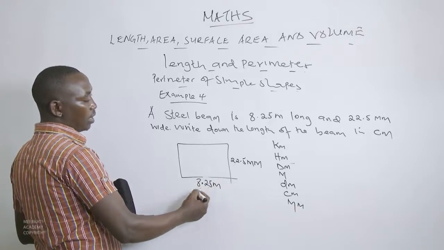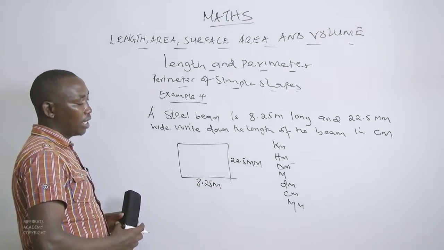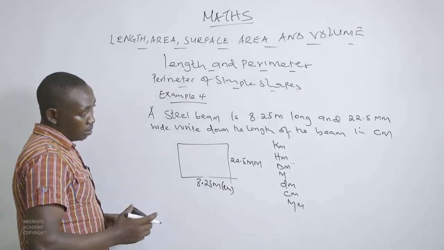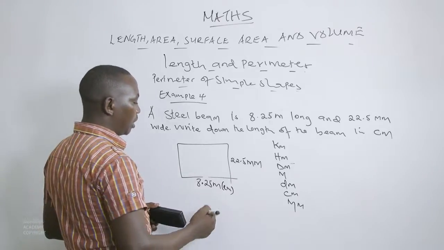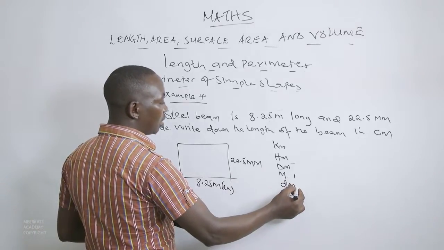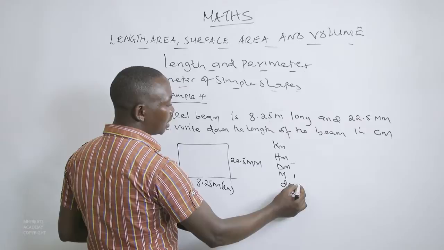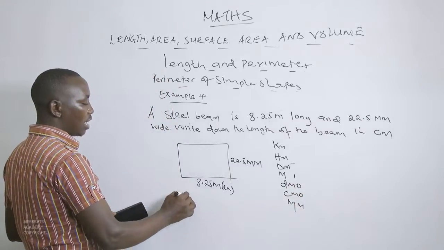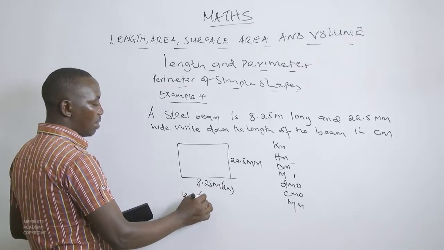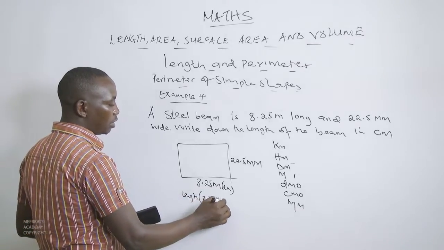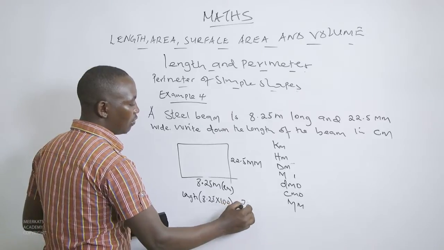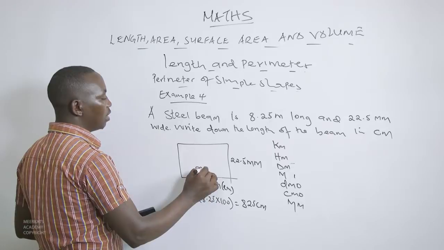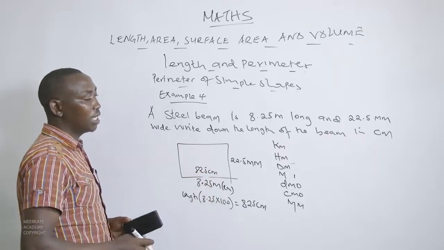So beginning with this, we want to convert 8.25 meters to centimeters. That means you go to where meter is and you locate centimeters, it is down. That means we are going to multiply it by 100. So the length shall be 8.25 multiplied by 100, which will give us 825 centimeters. So this is 825 centimeters.